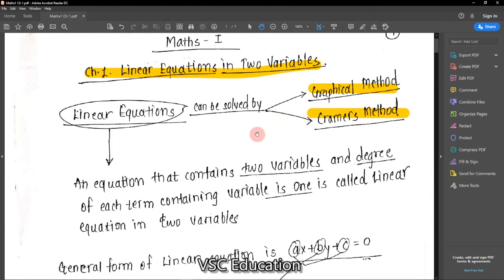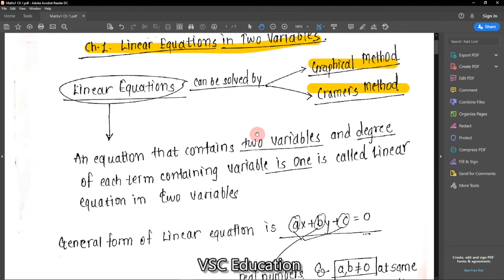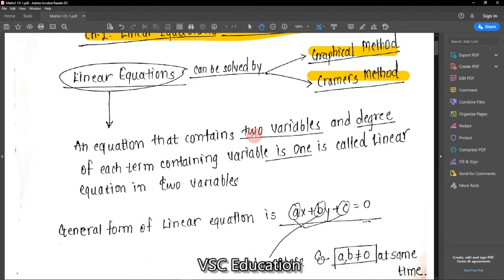Now, what is a linear equation? Linear equation means what? So, an equation that contains two variables and the degree of each term containing a variable is 1 is called a linear equation in two variables.